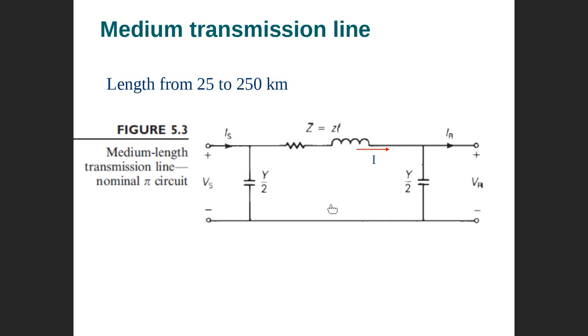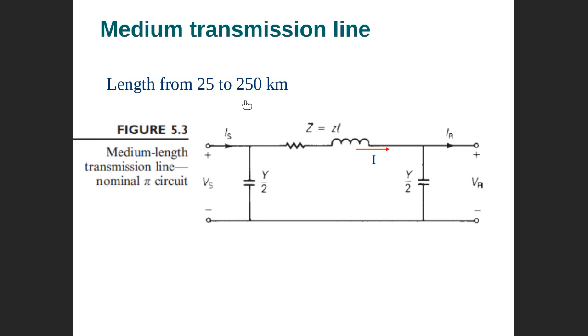Remember now, these are how we represent the transmission line, how we put the transmission line into a circuit. Okay, so how we represent the transmission line by a circuit. The circuit could be just Z, the impedance, or if it's a medium transmission line, then we can add the branches here.